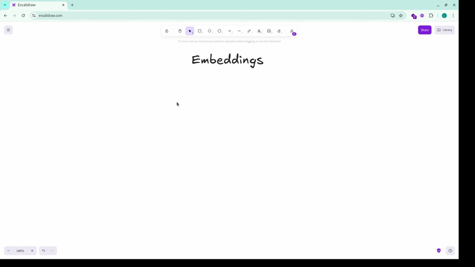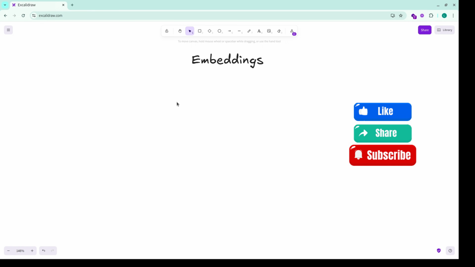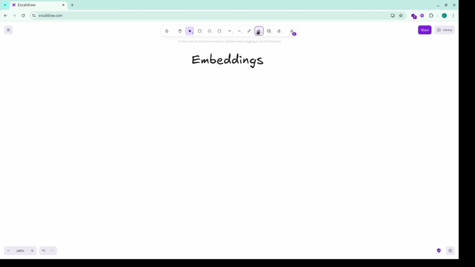So we first need to start by talking about embedding, okay? And to talk about embedding, we need to understand why it was created at the beginning, okay? So let's say you have a simple problem: you want to search for a specific thing in a really long document.